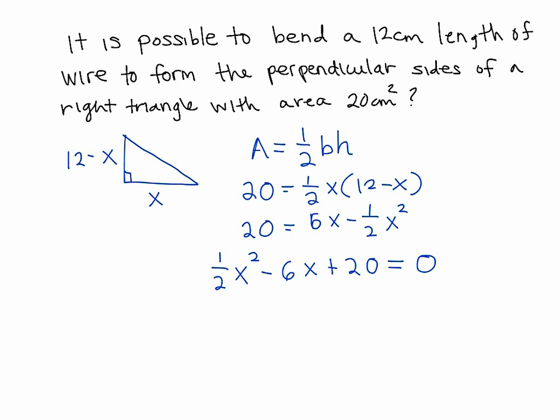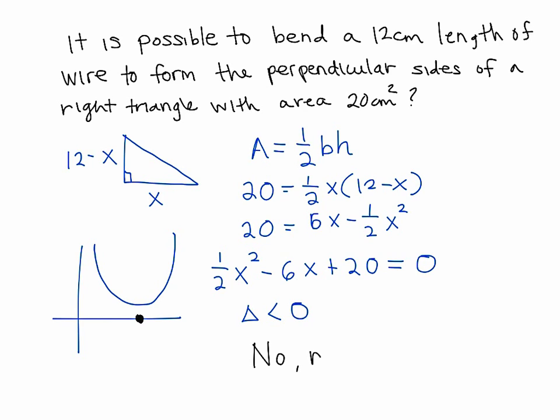If we try to solve this using a graphing calculator, we get an interesting function that looks like this. Clearly, it's not touching or cutting the x-axis, so we know the discriminant of this quadratic function must be less than 0. That means it has no real roots. It's not touching or crossing the x-axis, so there wouldn't be a solution for x. So the answer to this question is no, it is not possible to form a right triangle using a 12 centimeter length of wire.